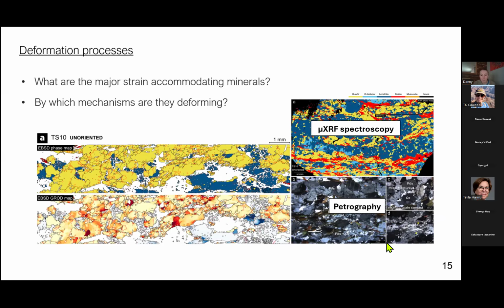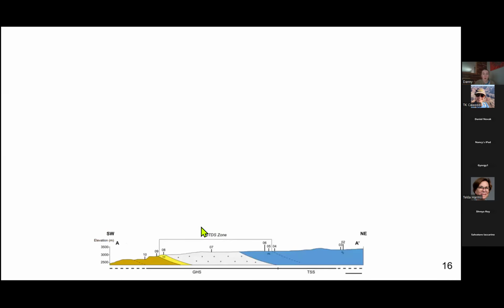In the Greater Himalayan sequence, I also made micro XRF maps to try to better visualize how these different minerals are distributed throughout the rock and their degree of connectivity. And finally, electron backscatter diffraction is very useful for looking at the internal misorientation within individual grains affected by deformation. So I'll present the deformation processes from structurally lower to structurally higher levels.